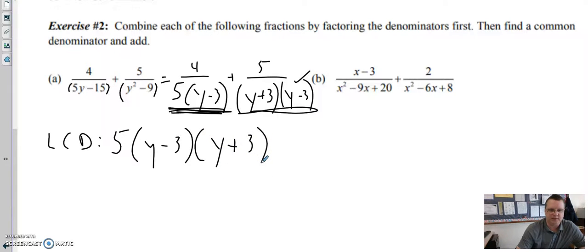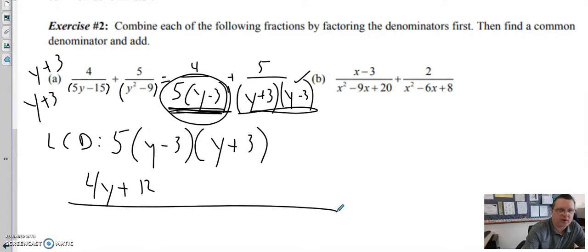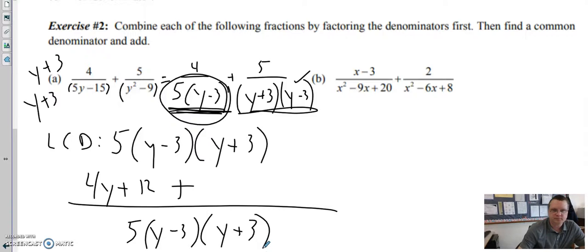So that's your LCD. That means that in the first fraction, I have the 5 times y minus 3, so I have to multiply by y plus 3 over y plus 3. So that gives you 4y plus 12, and it's going to be all over 5(y minus 3)(y plus 3).